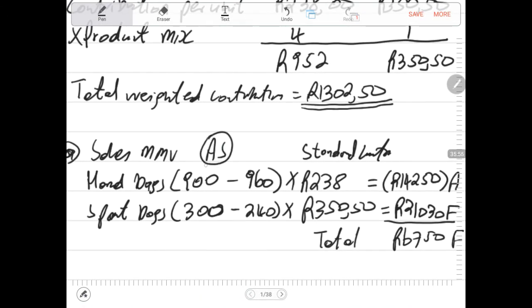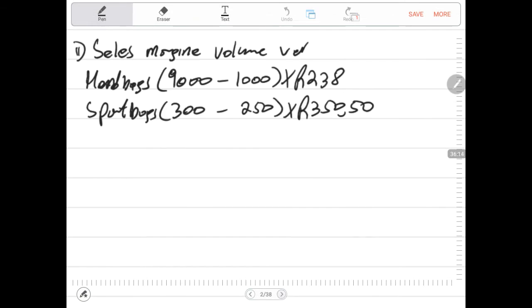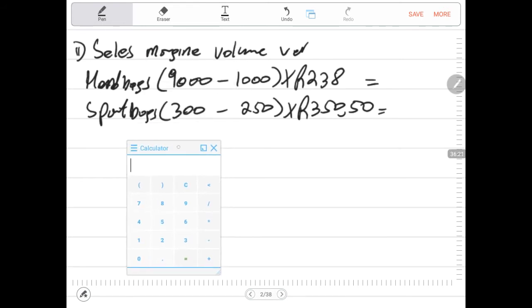In the previous variance, I want to highlight the fact that we looked at the actual units, or actual sales units, based on the standard product mix. So that one is how it is, but this one is actual versus budget. Then we look at the variance we have here, whether it is favorable or not. 900 is what was produced and sold instead of 1000, so obviously this will be unfavorable.